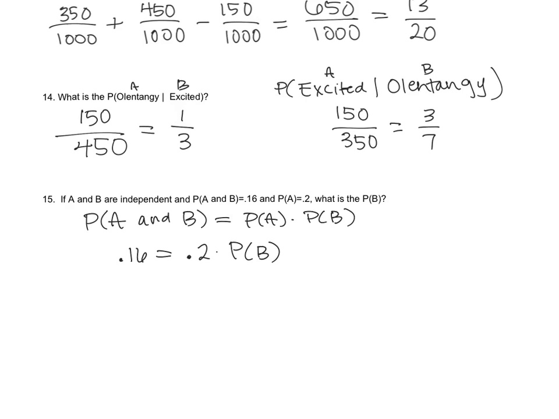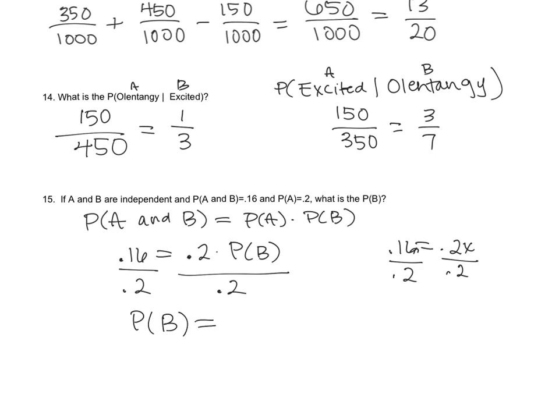I can think of the probability of B as my variable. So if I had the equation 0.16 equals 0.2x and I wanted to solve for x, I would divide by 0.2 on both sides. It works the same way here. I'm going to divide both sides by 0.2. So 0.16 divided by 0.2 is going to tell me that the probability of B equals 0.8.